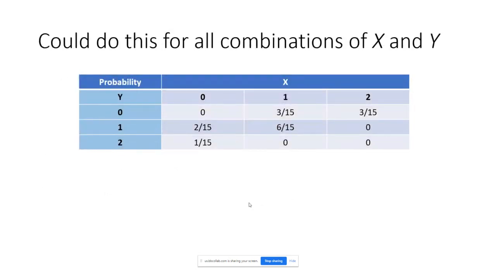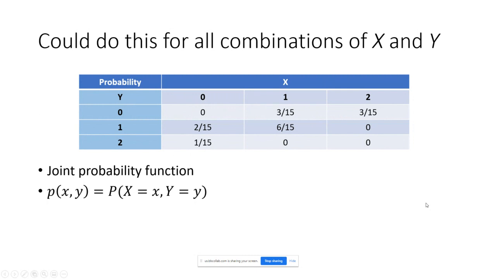All right, so we could do this for all combinations of X and Y, right? X being from 0 to 2 and Y being from 0 to 2. And we could write this as a table. So when we do this, this is the joint probability function of X and Y. So we can write this as lowercase p of little x and y, representing the big P probability that our random variable capital X equals some number little x, and our random variable capital Y equals some number little y.